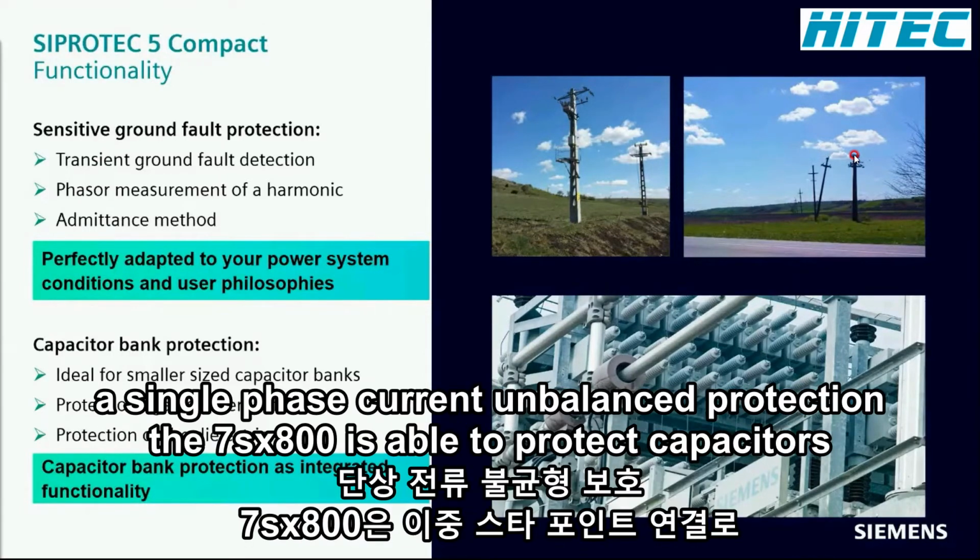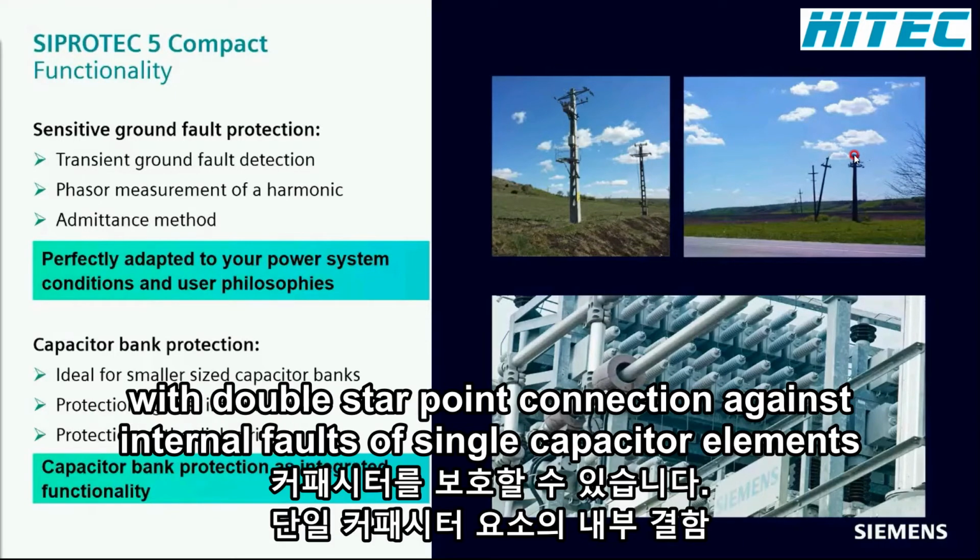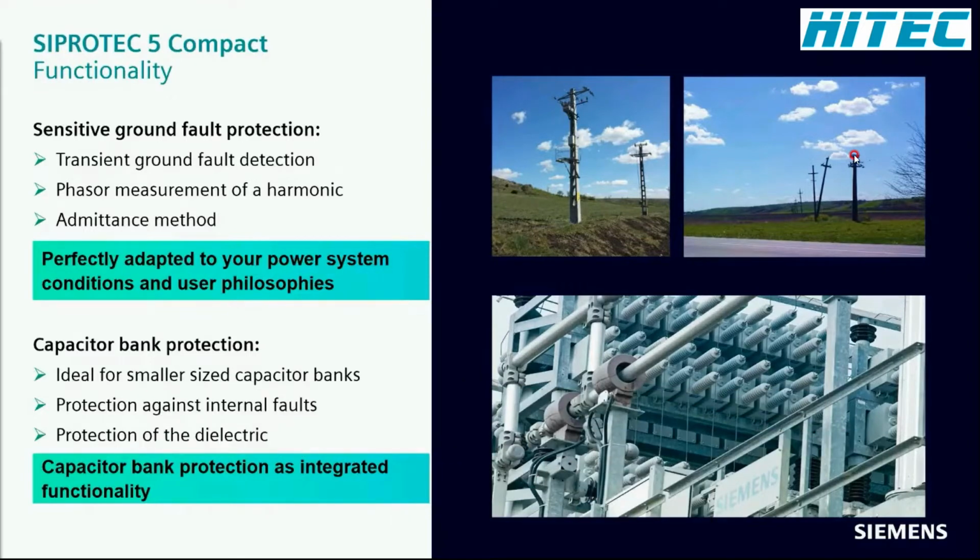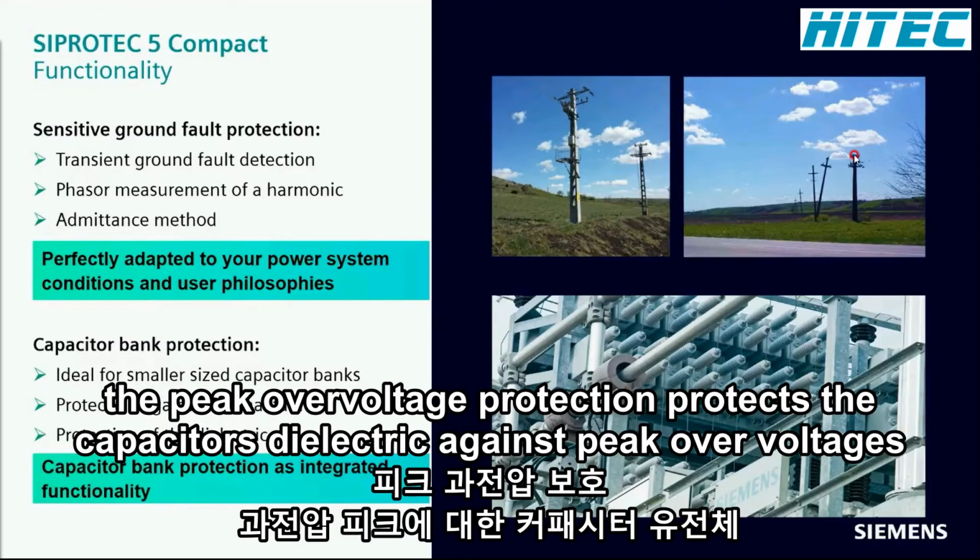With a single phase current unbalanced protection, the 7SX800 is able to protect capacitors with double star point connection against internal faults of single capacitor elements. The peak overvoltage protection protects the capacitor's dielectric against peak overvoltages.